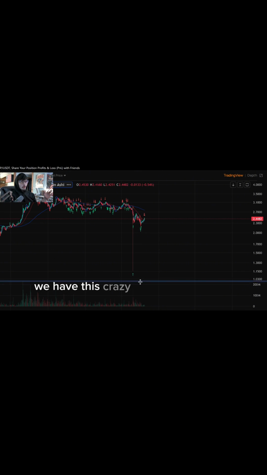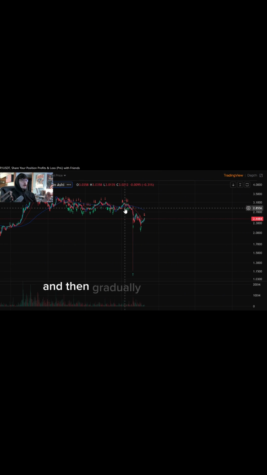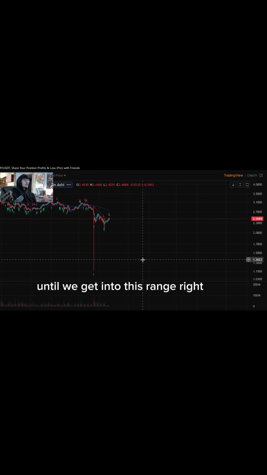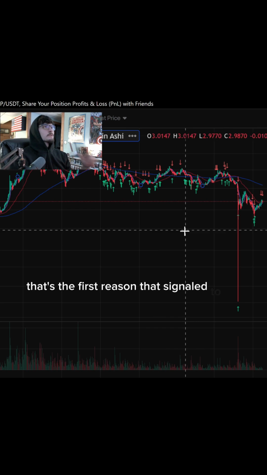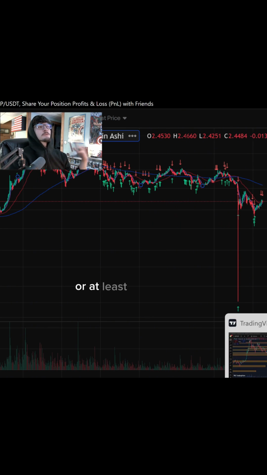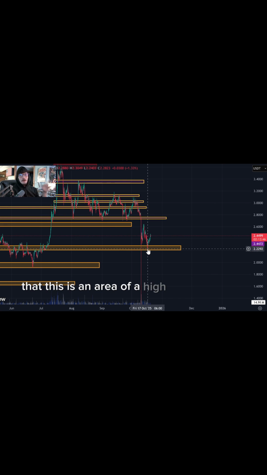We have this crazy huge volume spike, and you can see that here with this downward move. And then gradually, ever since then, the volume just kind of slowly decreases until we get into this range right here. That's the first reason that signaled to me that a reversal is probably on the horizon, or at least a possibility. You combine that with the fact that this is an area of a high reactivity zone.